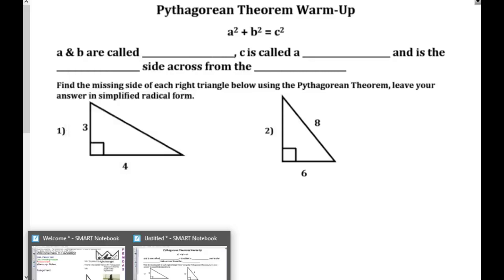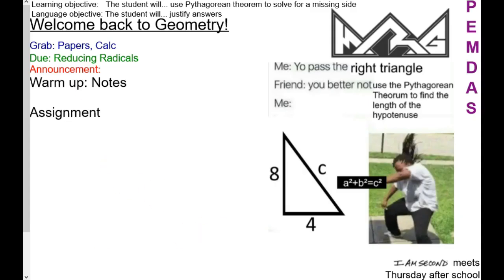Right, so here's where we're starting. Today our objective is to use the Pythagorean Theorem to solve for a missing side. So everyone's wide awake with headphones out of our ears. Let me see a show of hands. How many of y'all have used Pythagorean Theorem before? Thank you, students, for raising your hands.